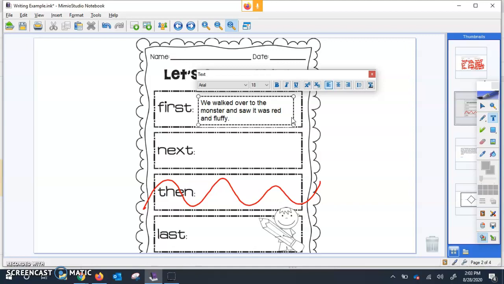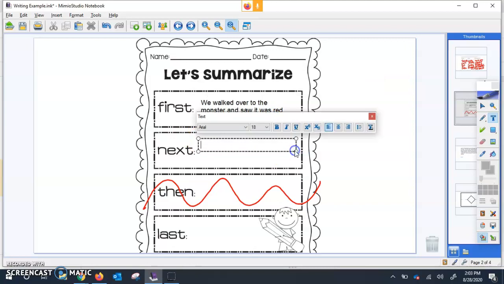And, I'm painting a picture for my reader, what I'm doing and what my monster might look like. And then the next thing we did was we offered it a granola bar Sarah had in her backpack. So that was the next thing we did after we walked over. We offered it a granola bar.